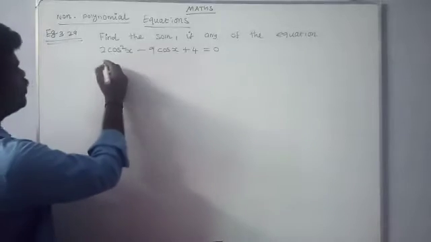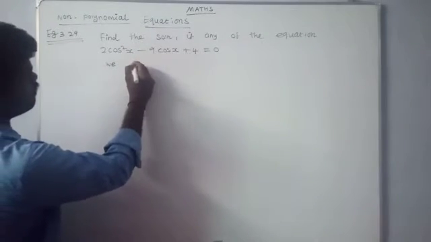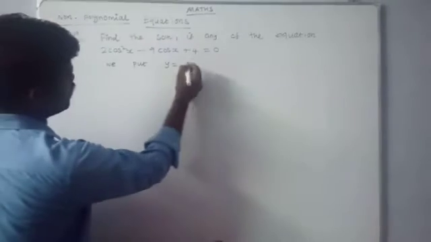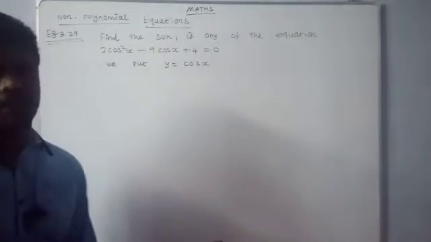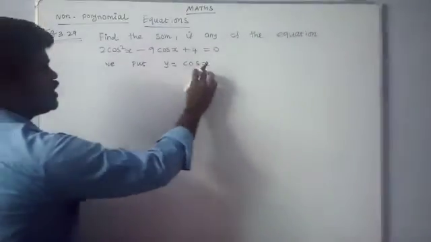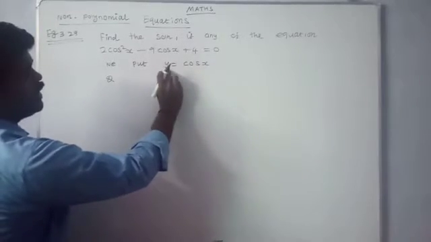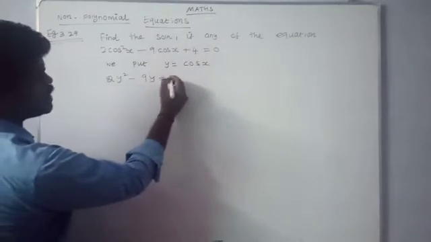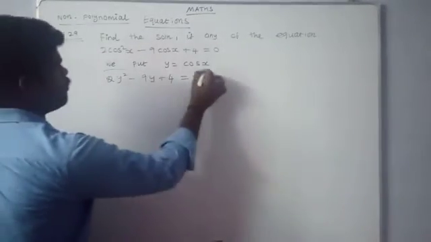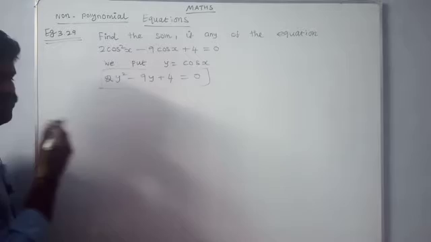Suppose here cos x, we put y equal to cos x. We want to make it a quadratic polynomial, right? y is equal to cos x. Here cos square x is y square, and cos x is y, so 2y square minus 9y plus 4 equal to 0. So this is a quadratic equation form.